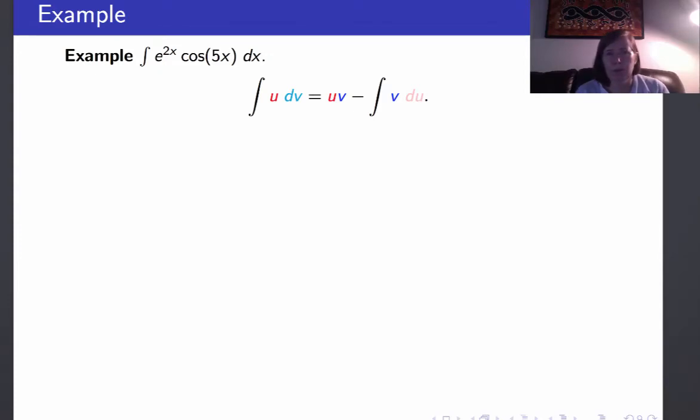This time we're going to look at a phenomenon where the same integral pops up again in our calculations, and it's called recurring integrals, which we can solve just using basic algebra when we get to that point. So suppose we're trying to integrate e to the 2x times cosine 5x.